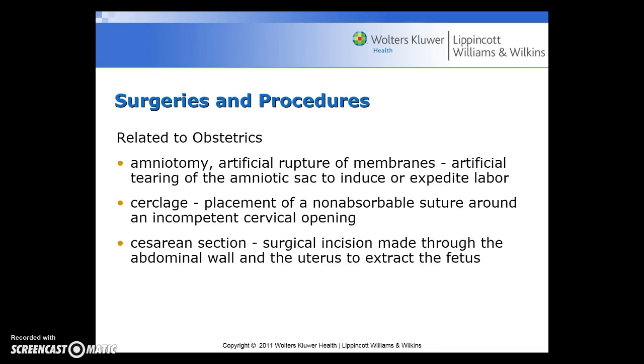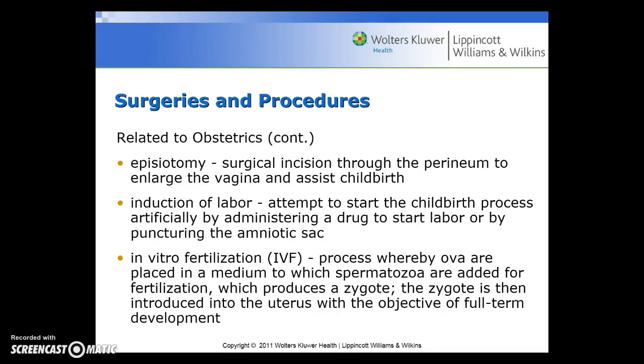An amniotomy is an artificial rupture of membranes, the artificial tearing of the amniotic sac to induce or expedite labor. Cerclage is the placement of a non-absorbable suture around an incompetent cervical opening. A cesarean section is the surgical incision made through the abdominal wall and the uterus to extract the fetus. An episiotomy is the surgical incision through the perineum to enlarge the vagina and to assist in childbirth.